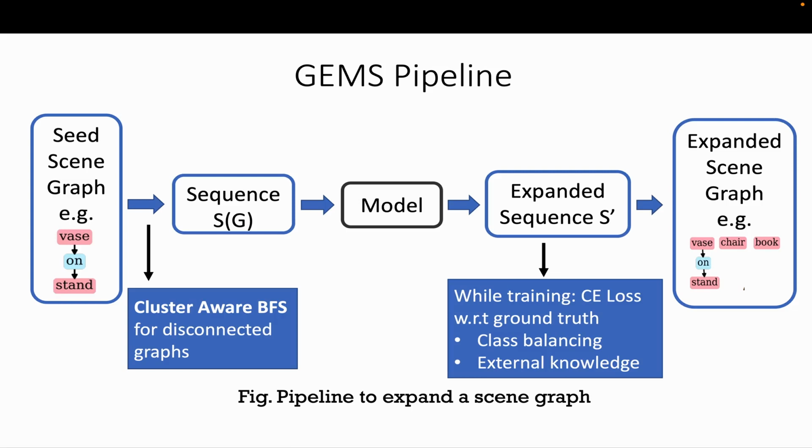While training, we compute a loss for the expanded scene graph S dash with respect to the ground truth expansion of the given seed scene graph. A naive way would be to use the cross entropy loss. However, we modified it using a class balancing term and a component which tries to distill external knowledge. Our source of external knowledge is embeddings trained using language corpuses and knowledge graphs.